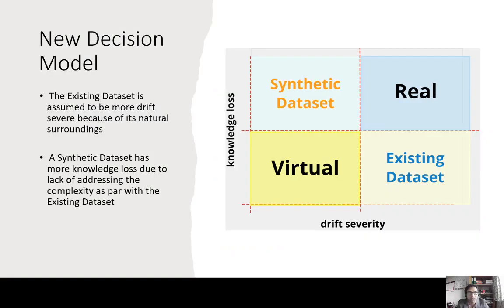Then I formed the new decision model, which is using real virtual as well as existing or synthetic dataset. So the existing dataset is assumed to be more drift severe because of its natural surroundings. The synthetic dataset has more knowledge loss due to lack of addressing the complexity on par with the existing dataset.